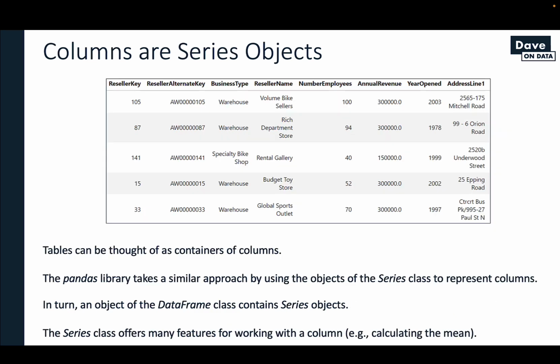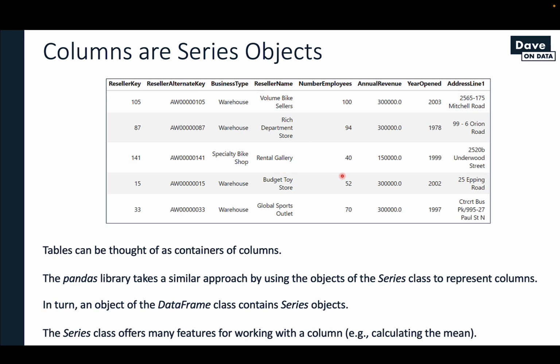But that's not all. While data frames are central to what we work with in terms of analytics and data science using Python, it's not the only thing that we use. There's also a really commonly used object in pandas known as the series object. And the way to think about this is consider a table.